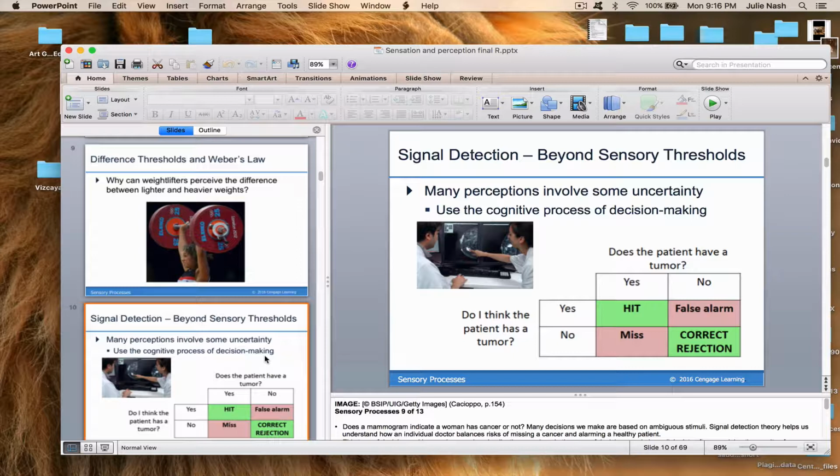You definitely don't want to detect it if it's not there, because the alternative is you could tell somebody they have cancer, and if you're wrong, you just put somebody through, which would be the false alarm, undue emotional trauma, right? But if you miss it, oh my gosh, somebody goes away thinking they're fine and they actually have a tumor developing. So there's a lot that goes into whether we detect something or not.